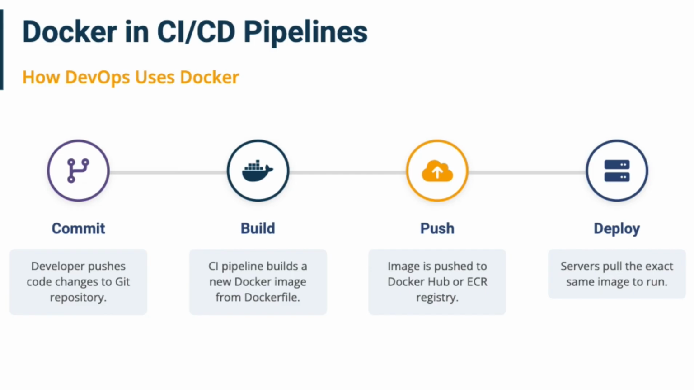The real power of Docker emerges when we integrate it into our CI/CD pipeline. This is where DevOps engineers spend a lot of their time. The process is straightforward. A developer commits code and the CI pipeline automatically kicks off a build. The build pipeline uses the Dockerfile to create a new image, which is then pushed to a secure registry like Docker Hub or ECR. The key is that the exact same image that passed all the tests is what the production server pulls and runs. This eliminates environment drift and makes deployments incredibly reliable.